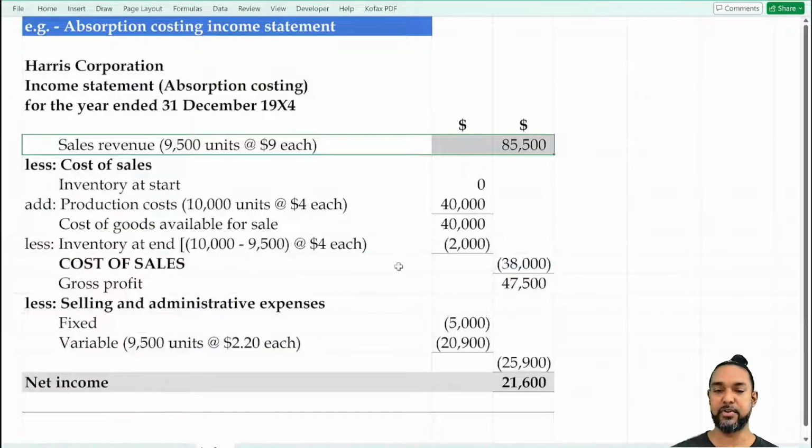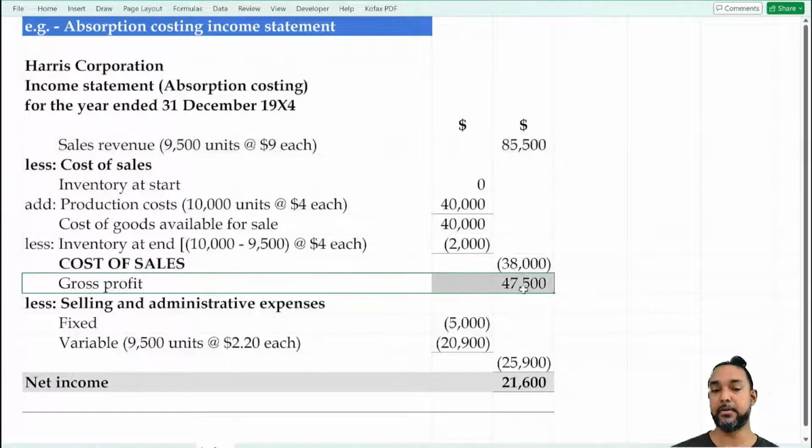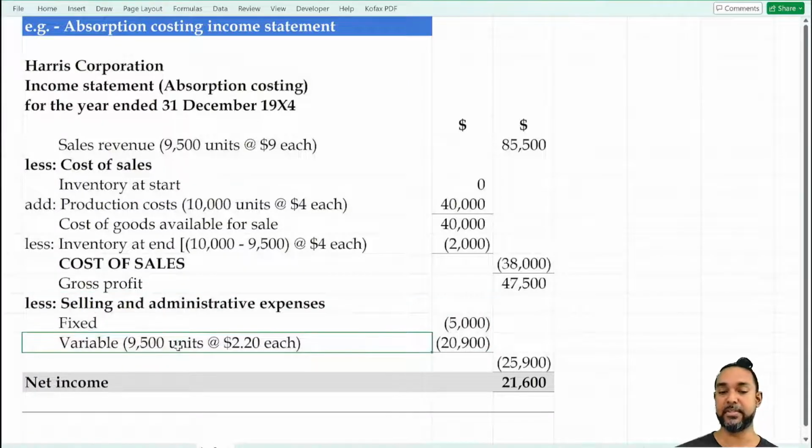So you take your sales revenue and you minus your cost of sales, right? And you get your gross profit. From your gross profit, you minus any selling and admin expenses. And just be sure that if you have variable selling expenses, and it's on a per unit basis, you multiply it by the number of units sold.